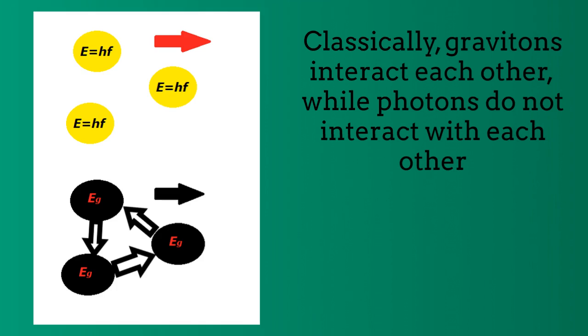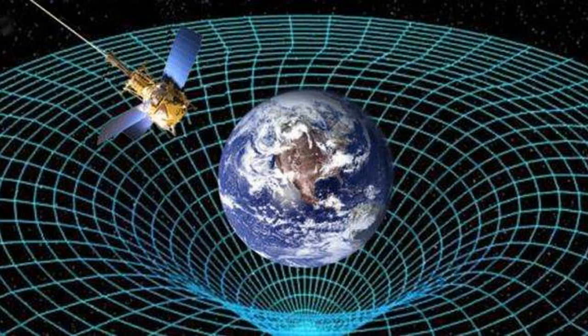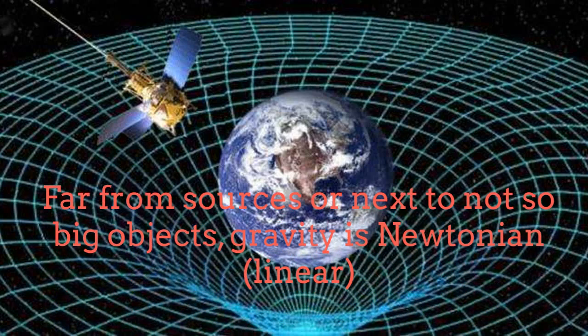Classically, gravitons interact with each other, while photons don't. For this reason, the classical theory of gravity, namely general relativity, is nonlinear. On the other hand, the classical version of electromagnetism is linear. When the gravitational field is weak, it has a similar behavior, at least functionally, to the classical theory of electromagnetism. In such a case, the gravitons interact with each other in a very weak way.